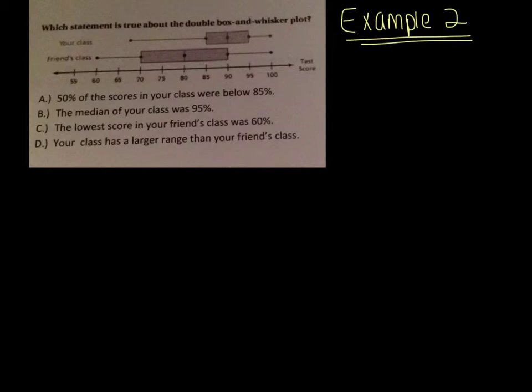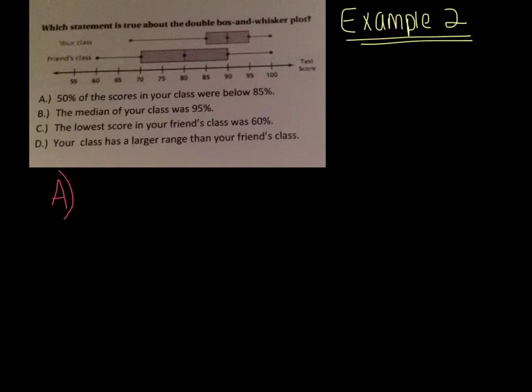Alright, let's take a look at example 2. You'll notice this one's different because we have 2 box plots, right? We've got a double box and whisker plot. The reason we're doing this is so that we can compare different things. We're going to compare your class's test scores to your friend's class's test scores. Okay, and this question is asking us which statement is true about the double box and whisker plot. Okay, so let's go question by question and see which one we know to be true.